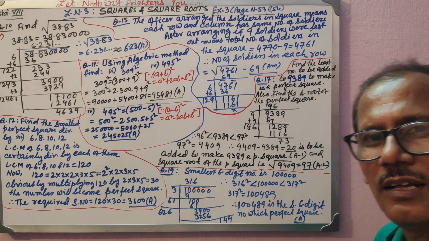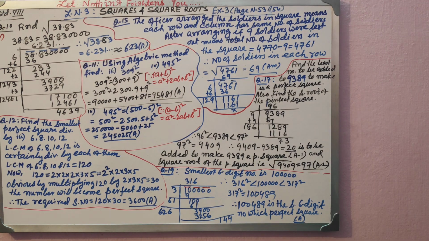9409, which is the square of 97. Therefore 20 is the first answer, to be added to make it a perfect square, and the second answer, the square root of this 9409, will be definitely 97. That is the second answer. I hope you have understood it.